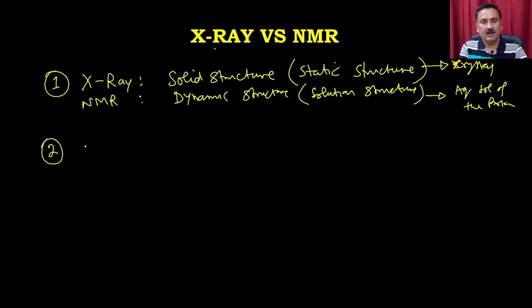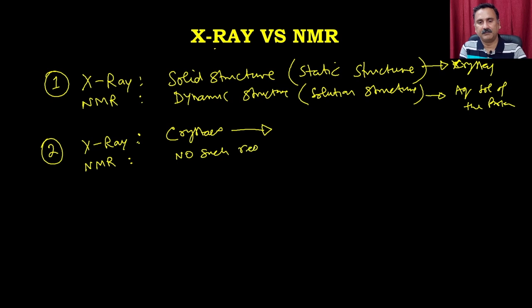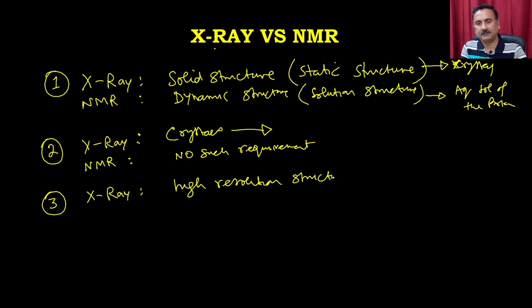Number two, in the case of X-ray, you require the crystal. That is a major drawback, or disadvantage, because producing the crystal of a protein is not very trivial, whereas in NMR there is no such requirement. Number three, X-ray is going to give you a high resolution structure, while NMR is going to give you an average structure.